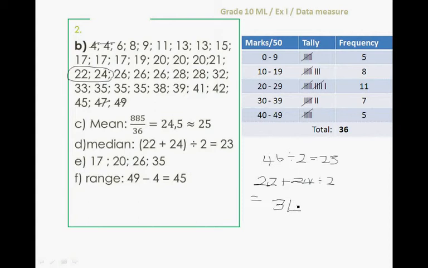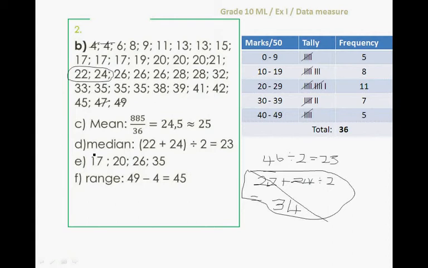And the reason why you are going to get 34 is, remember BODMAS, divide is more important than adding. So 24 divided by 2 is 12, and 22 plus 12 is 34, and this is incorrect. Okay, so please be careful when you work out the median that you first add the two values, which is 46, and then you divide by 2.